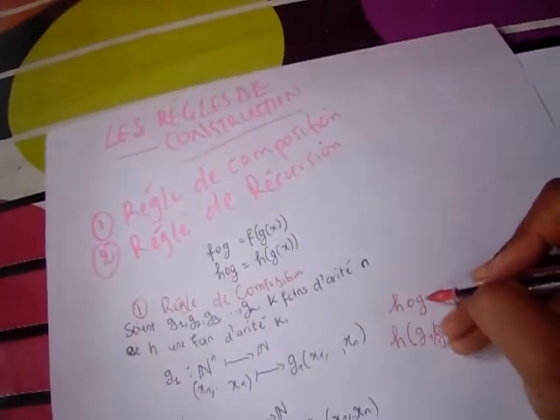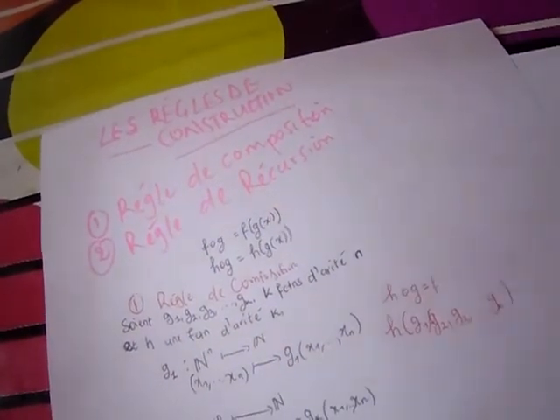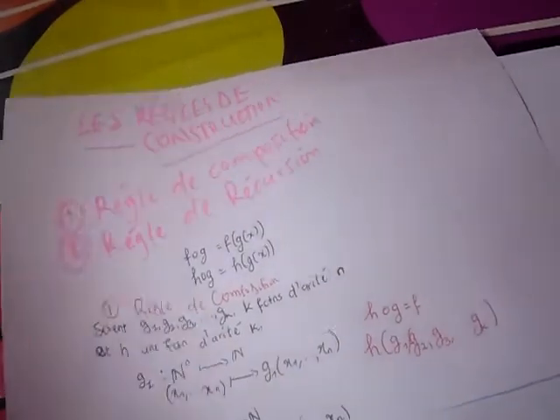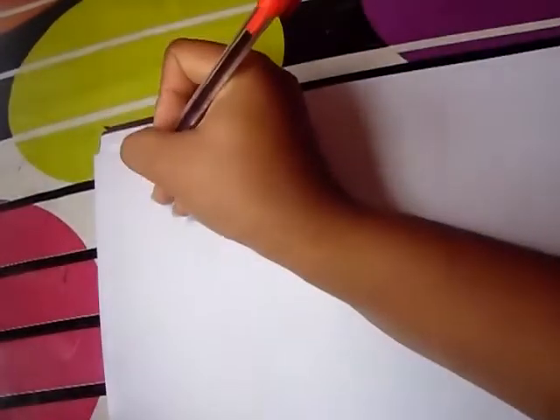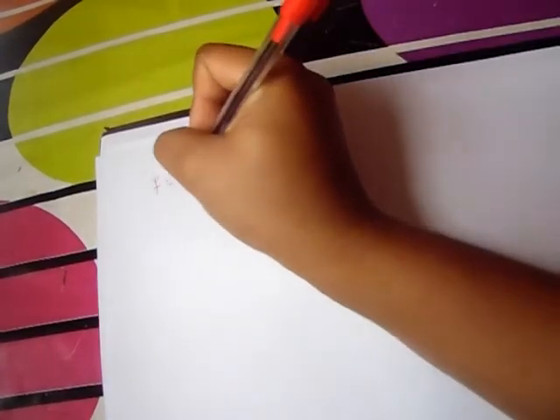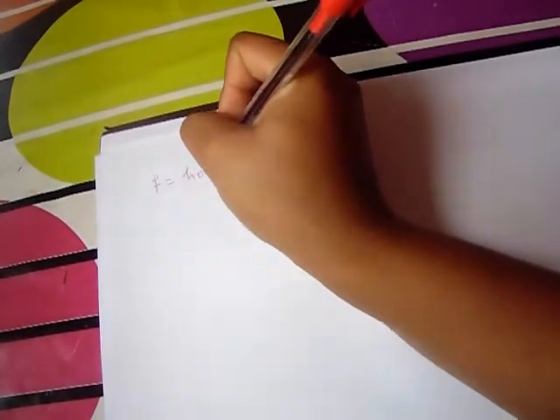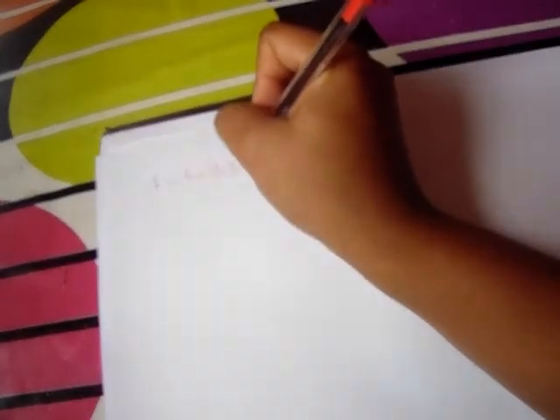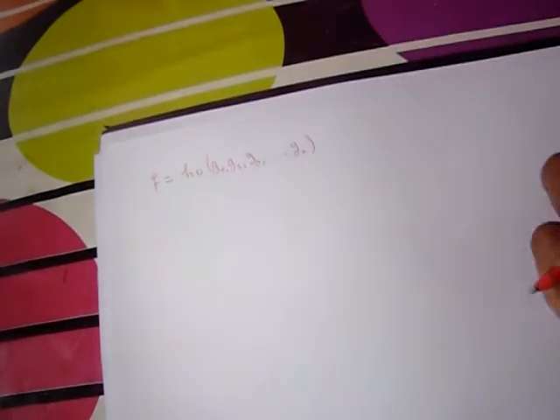I will note this as F. I'll say this is equal to F. So this is the composite of the function. F is h rond g. I make F the subject of the formula. So that means F is equal to h rond g1, g2, g3 up to gk. And F est une fonction d'arité n.